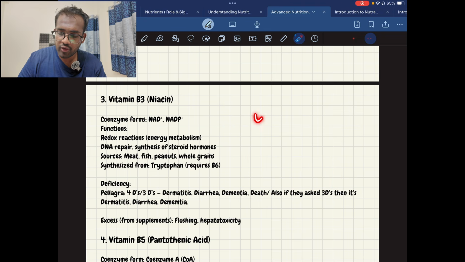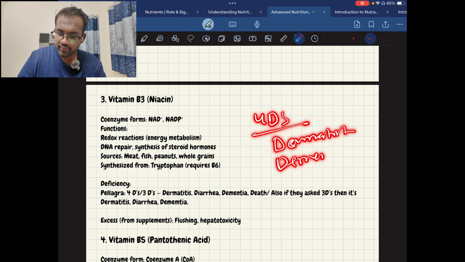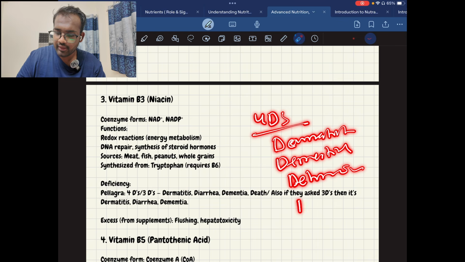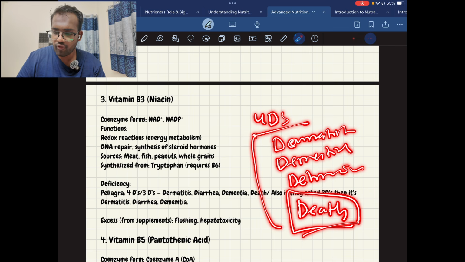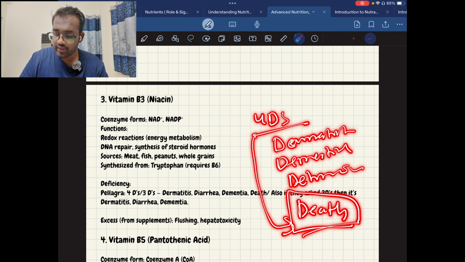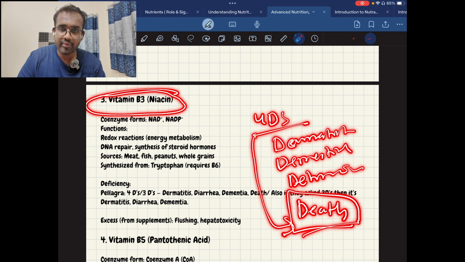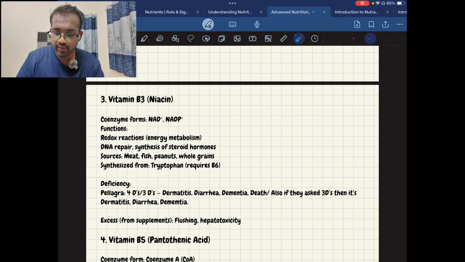And if they ask 4 Ds, then add death: dermatitis, dementia, diarrhea, and death. Only death is added when it comes to 4 Ds. Always remember, it's a very important question. And always read the B3 vitamin, many questions will be formed from this B3.